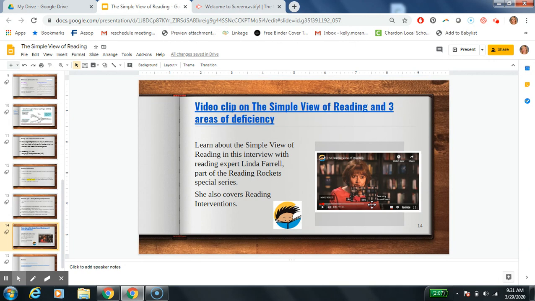And again, note that Ohio's plan to raise literacy achievement also talks about these three areas of deficiency and how we as educators in this state need to be using evidence-based instructional strategies, materials, and pedagogy to address those three deficits.